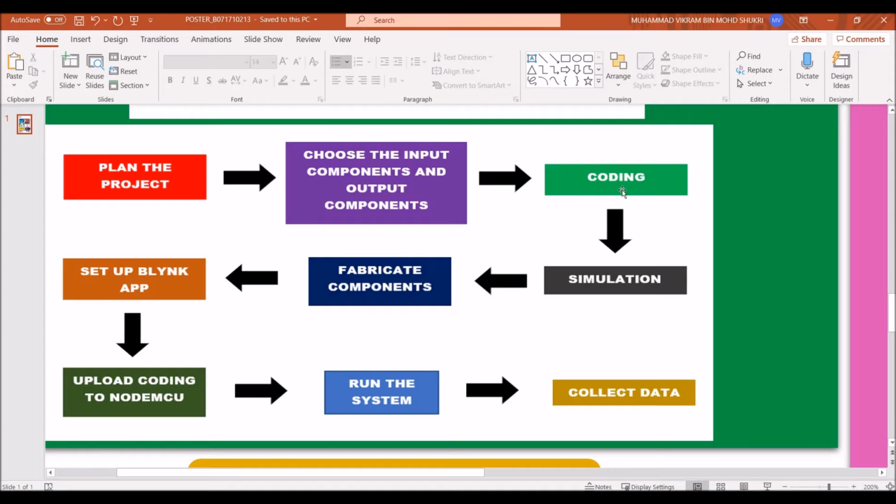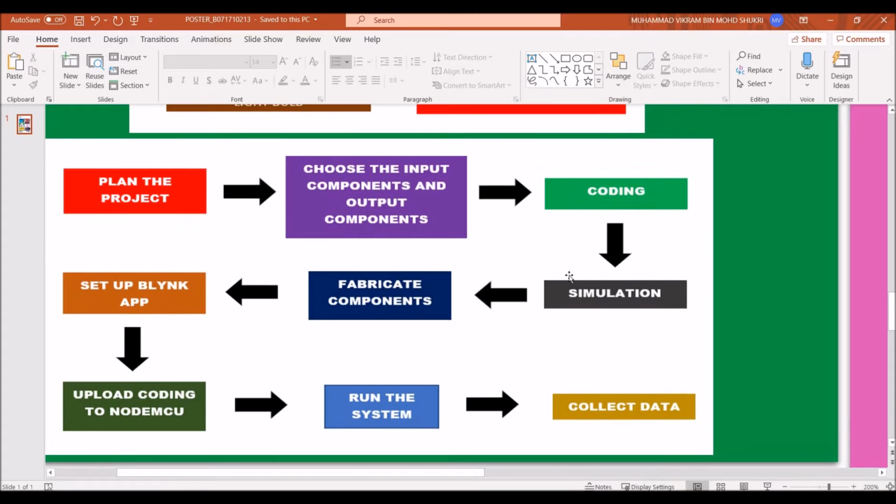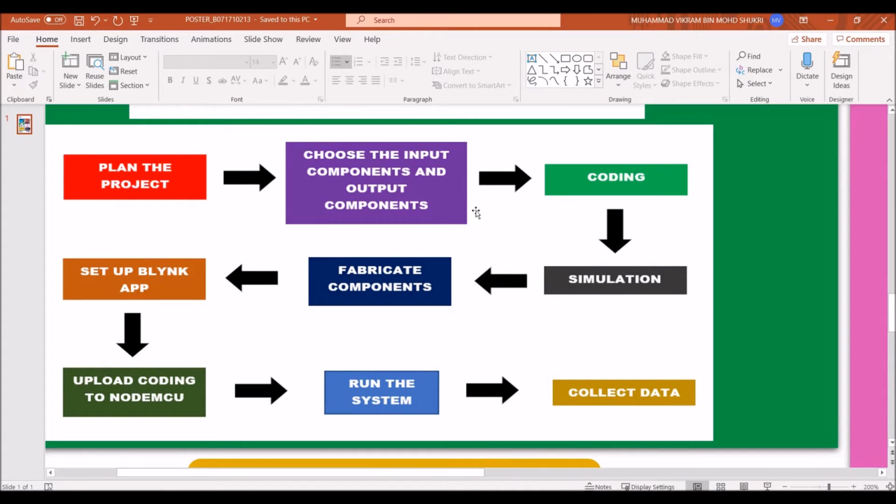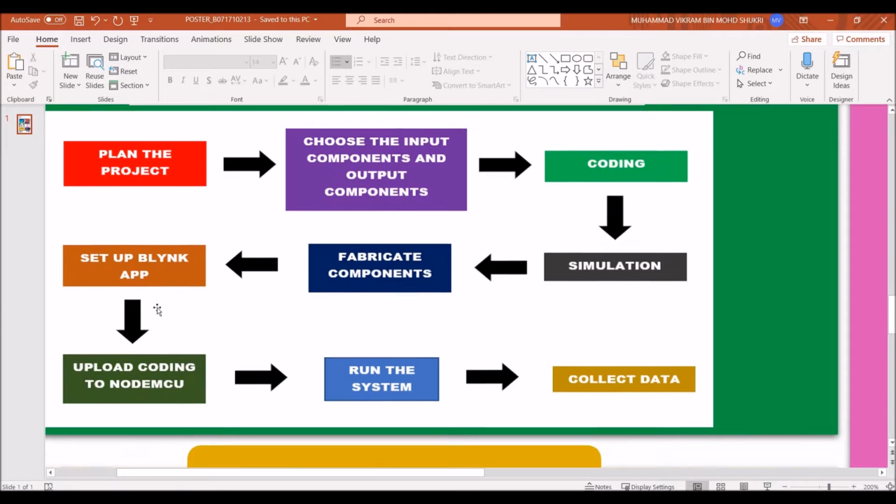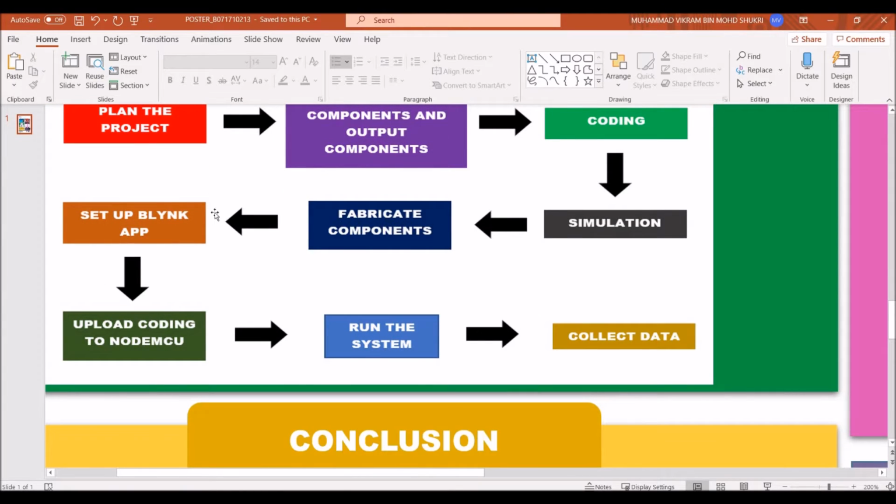After I made the coding, I did the simulation. There were a few problems with the simulation, but after some time I managed to fix them, and I moved on to fabricate the components since the simulation was a success. After fabrication, I set up my Blynk app, and then I uploaded my coding to the NodeMCU. Once the entire system was hooked up, I ran the system, and once the entire project was a success, I started collecting data.